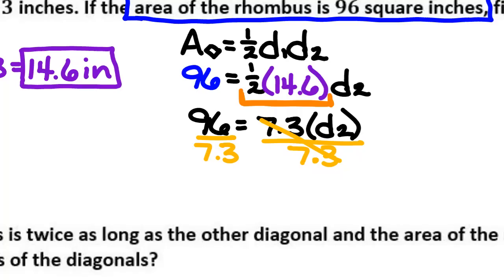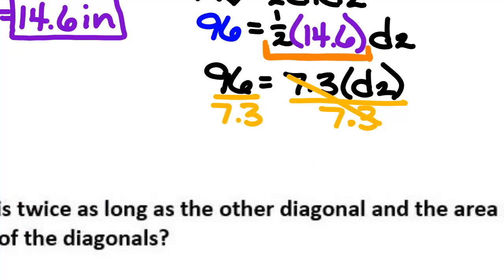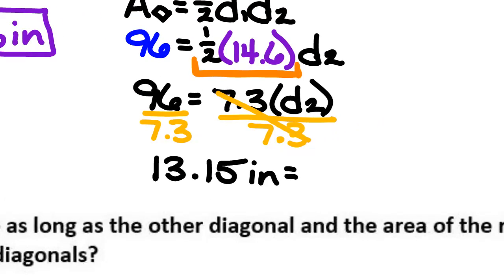And what do we get? 13.15 inches. Thank you. Not squared. This is a diagonal. Area is squared. Linear measurements are not squared, but I'm glad you caught that there.